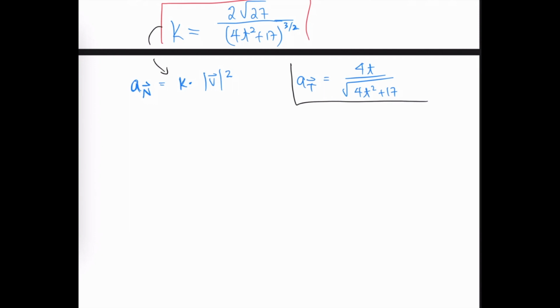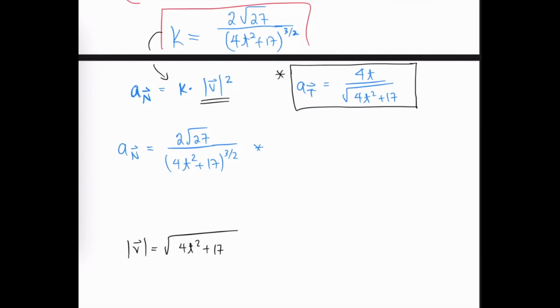Remember, we've already found the tangential component, so let's just bring that down here. Continuing to find the normal component, we'll use curvature, which is 2 rad 17 over 4t squared plus 17, raised to the 3/2 power, and then we'll multiply that times the magnitude of velocity squared, which is basically speed squared. Curvature times speed squared. Now remember, we've found this magnitude of velocity several times, so let's just pop this in here. This is mag v, but mag v squared would just be the radicand popping out. Of course, we're squaring that radical.